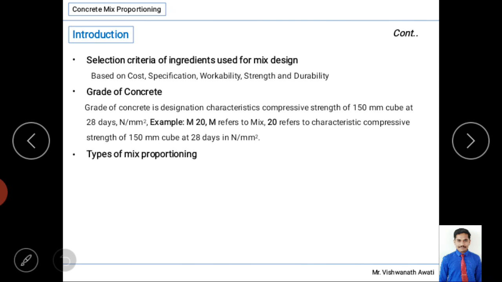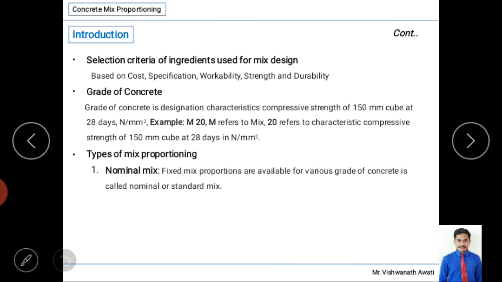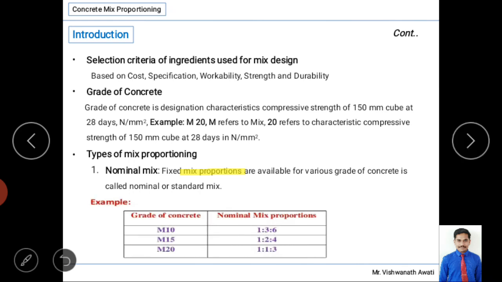Next is types of mix proportioning. Right here it is nominal mix. Nominal mix means fixed mix proportions are available for various grades of concrete. So it is very important. Fixed mix proportions available for various grades of concrete are called nominal or standard mix. For example, in a table, for M10 grade of concrete, the standard mix proportion is there.